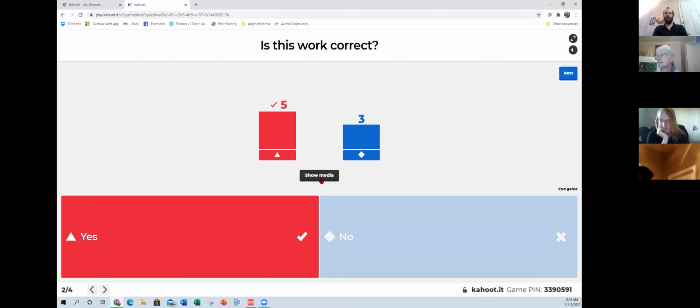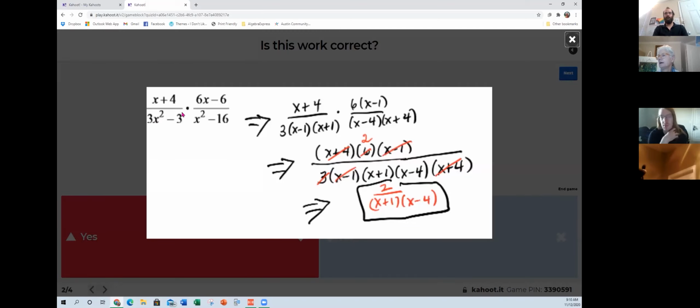Okay, yeah, this is correct. On this one, I just factored out the 6 in the numerator of the second fraction. And when you factor out a 3 here, you get 3 times x squared minus 1, which is the difference of two perfect squares. So that turns out to be 3 times x minus 1 times x plus 1. And then x squared minus 16 is the difference of two perfect squares. It factors to be x minus 4 times x plus 4. And then it's just a matter of canceling common factors once you combine the two terms using multiplication.